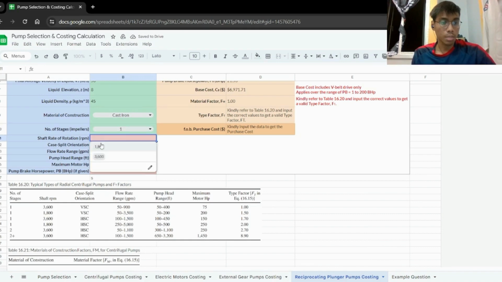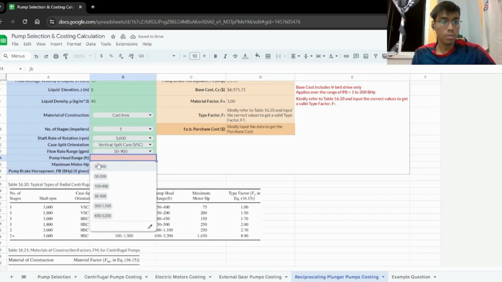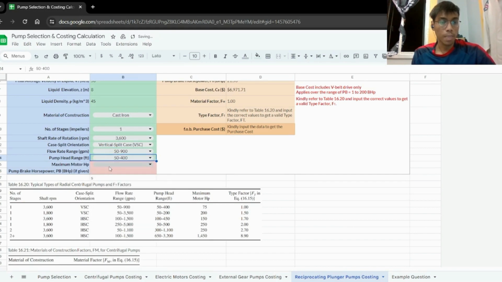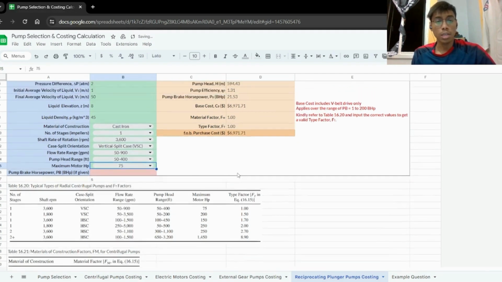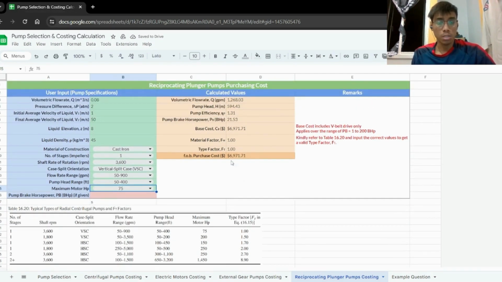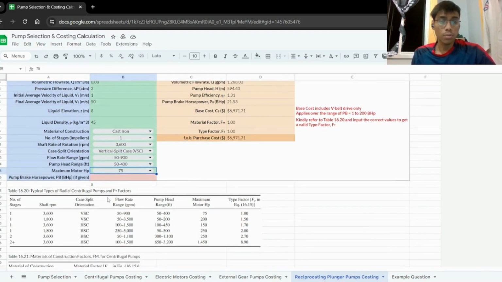The shaft RPM is 2600. Case speed orientation is vertical speed case. The flow rate range is 50 to 900. The pump head range is 50 to 400, and the maximum motor HP is 75. Then you can get the value for FOB purchase cost, which is 6,971.71. As I said before, user must follow 100% value from this table.